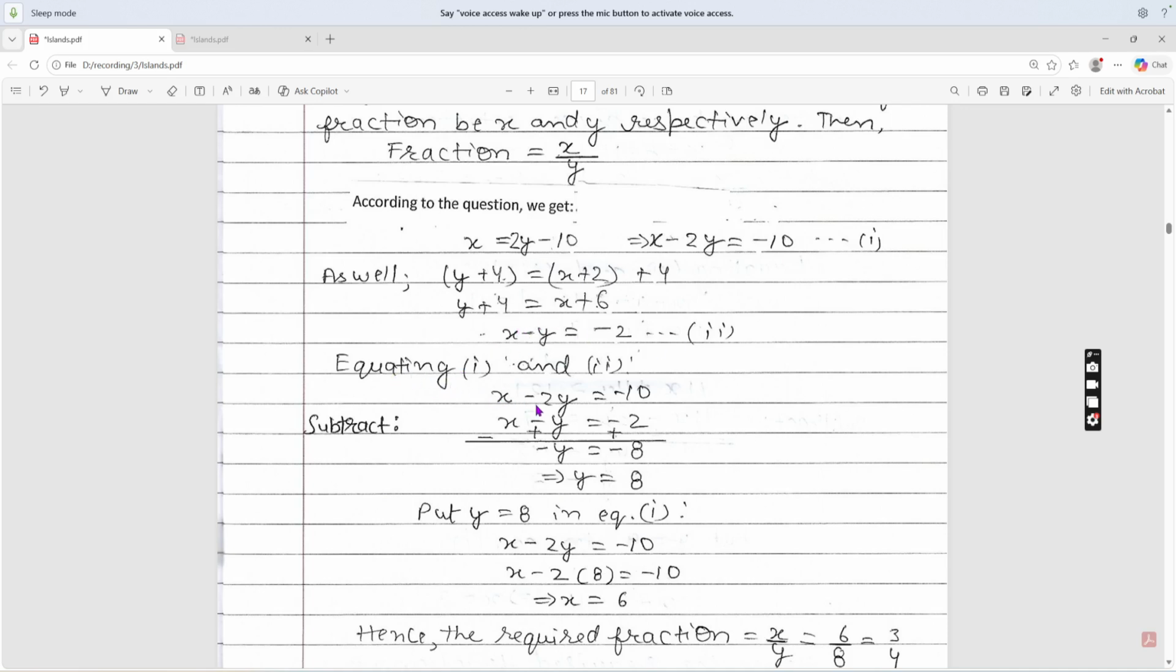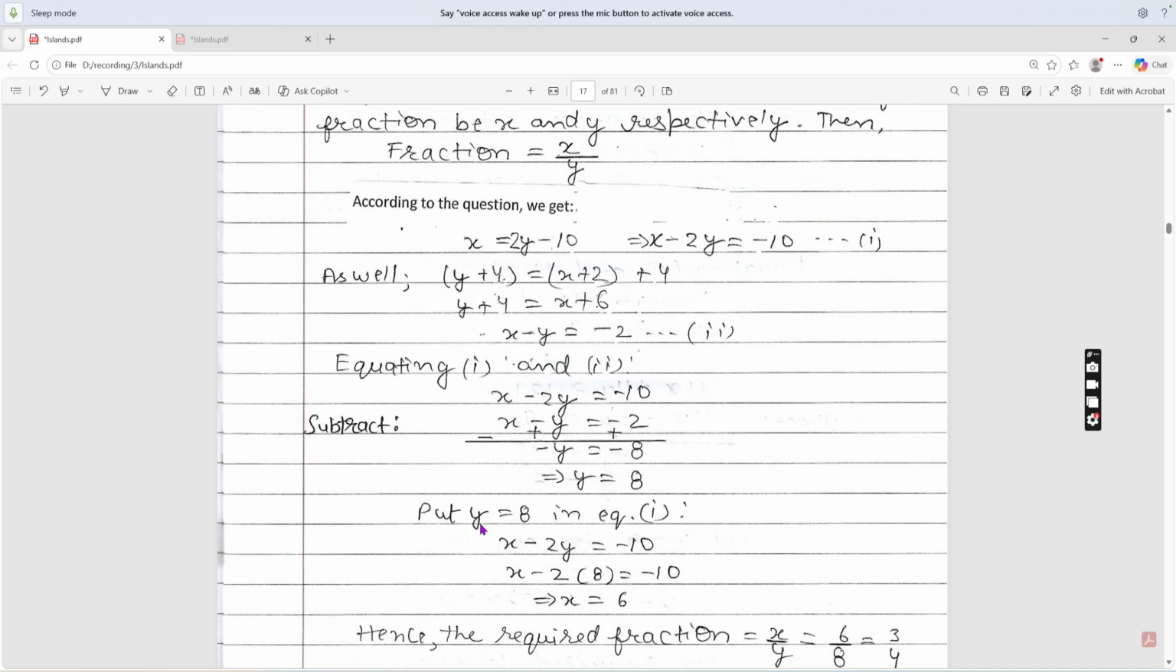Now the first equation is x minus 2y is equal to minus 10, and the second equation is x minus y is equal to minus 2. This time just see the coefficient of x, both are the same, plus, plus. So we are going to subtract. So plus becomes minus, this minus becomes plus, this minus becomes plus. Plus 1 minus 1 is 0. Minus 2 plus 1 is minus 1, that is minus y, and minus 10 plus 2 is minus 8. So y is equal to minus 8 upon minus 1, that is plus 8.